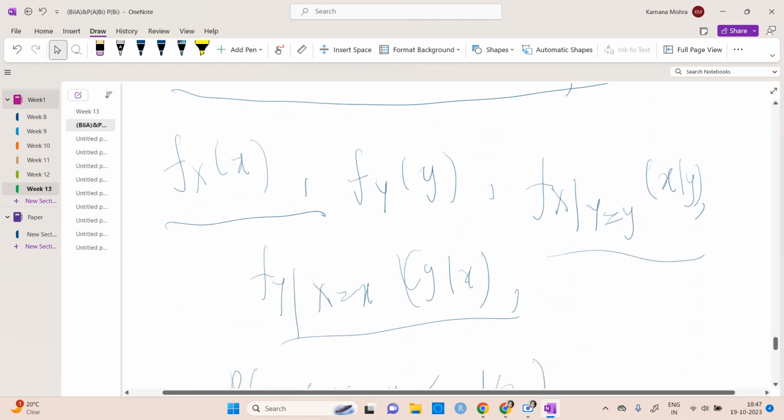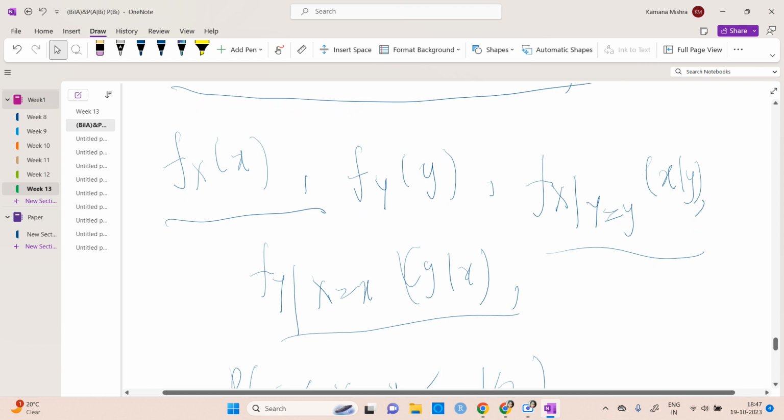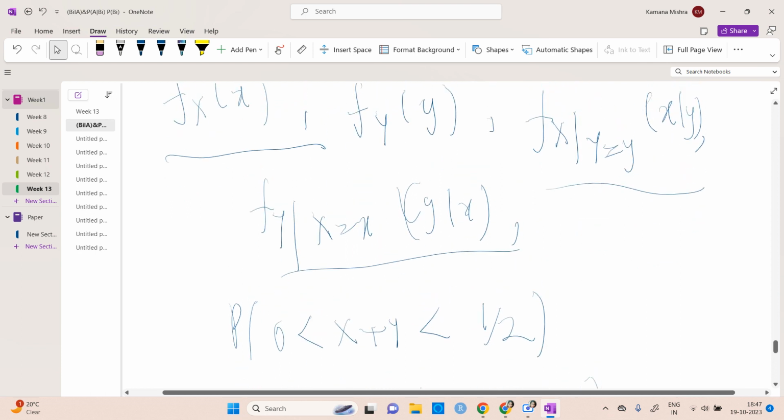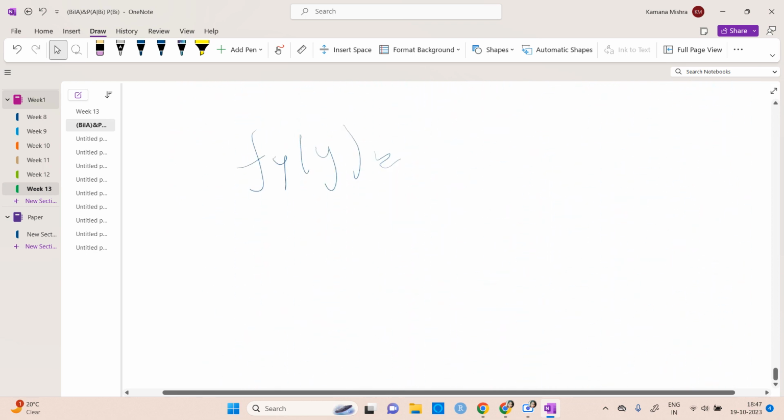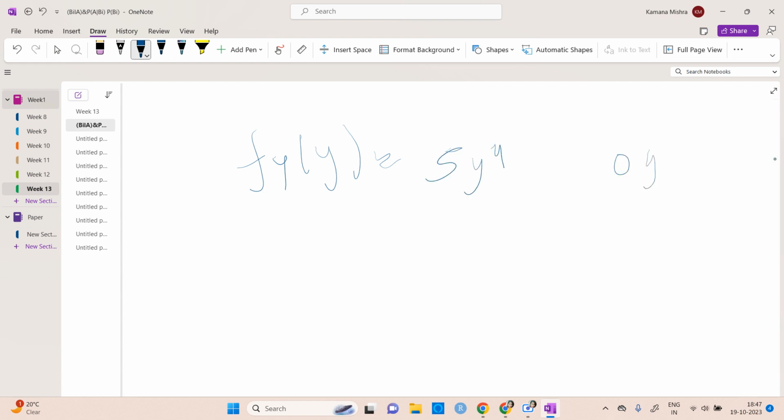So now you have understood the marginal. Next, we will go through the conditional. You have found already 5y to the power 4, for 0 < y < 1, and 0 else.